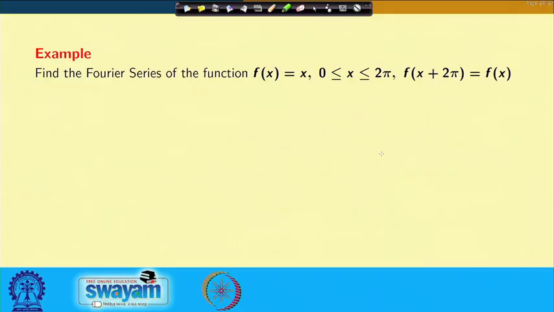So, in the last lecture we have observed how to find the Fourier series of a function and also how to find the Fourier series of an even function or of an odd function. As you have seen, for the Fourier series of an even function we have only the terms of cosine, and if the function f(x) is an odd function, then f(x) can be expanded in terms of sine terms only. Now, let us take one more example to check how we can find the Fourier series of a function.